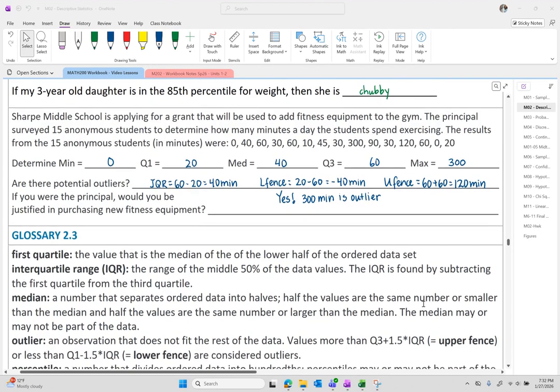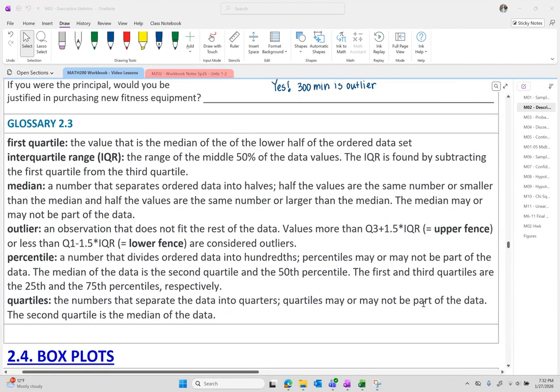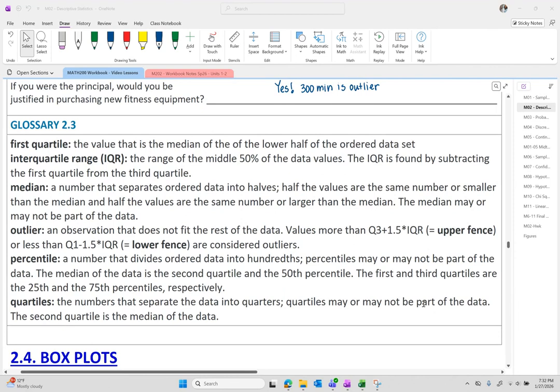As part of our glossary, remember what we learned in this section: the first quartile, the interquartile range, the median and outlier, the percentile, and the quartiles.